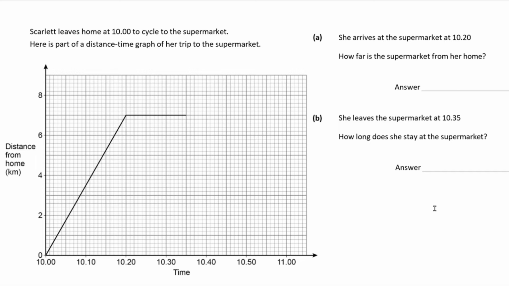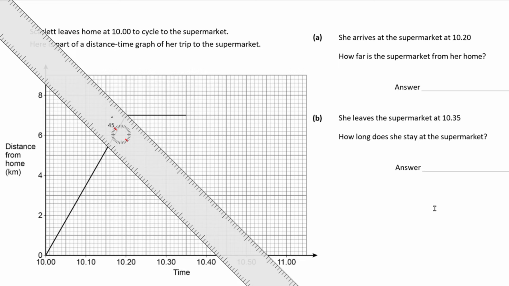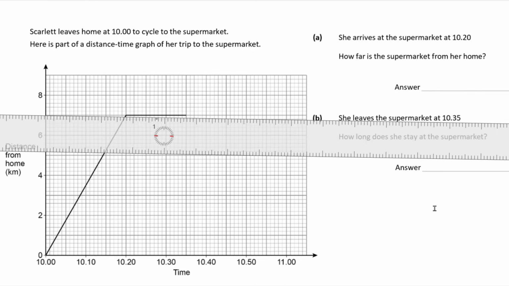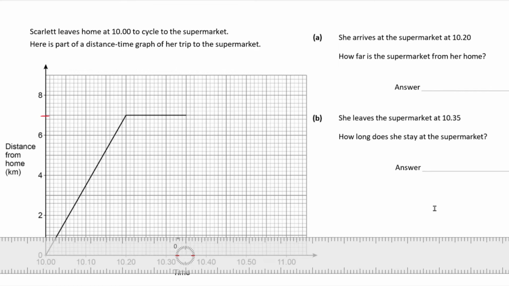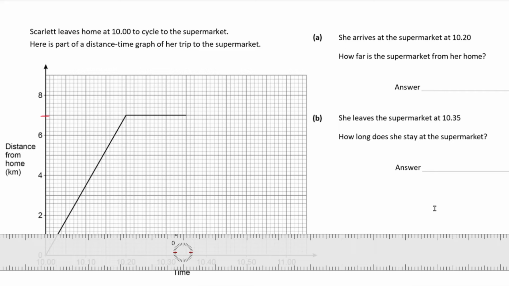How far is the supermarket from her home? Well, she's travelled for 20 minutes to 10:20. So you can see the height of this line at this point is here. Look, that's, what's that? That's about 7, isn't it? So she's travelled 7 kilometres from her home at that point then. So she's gone 7 kilometres. That's a long old bike ride.